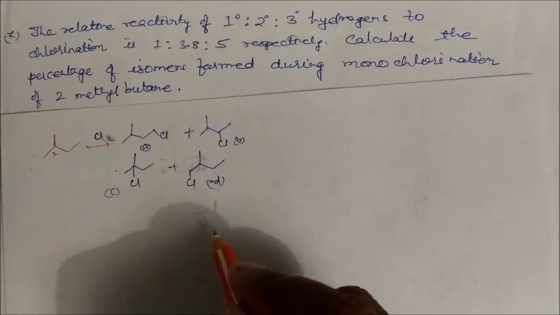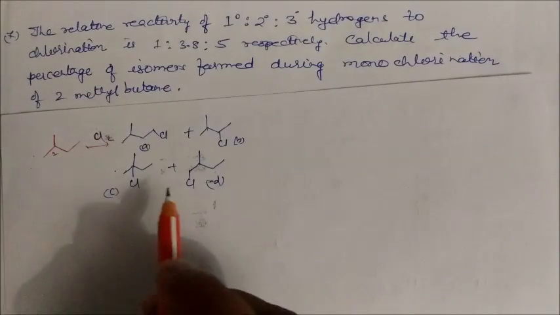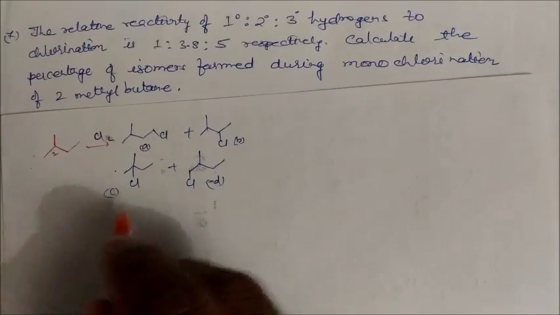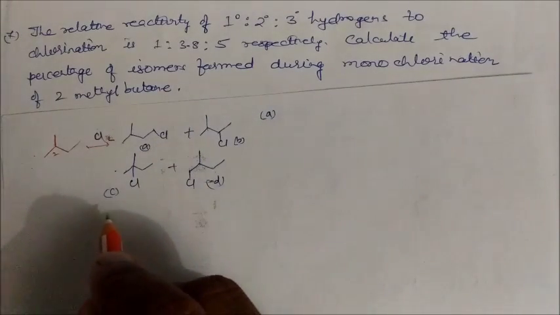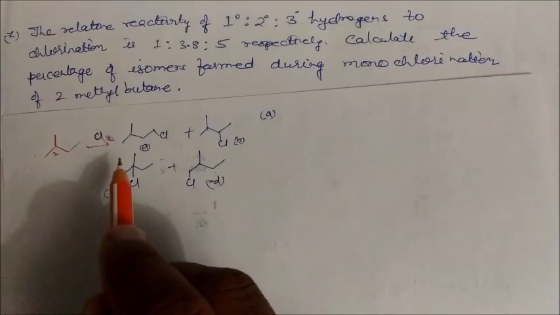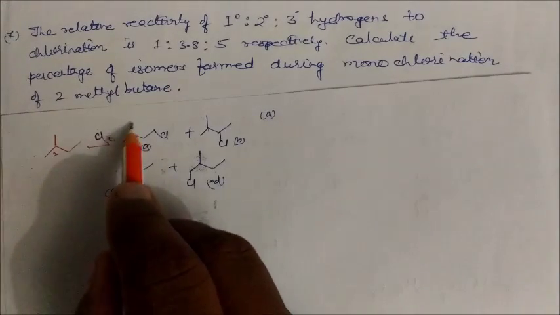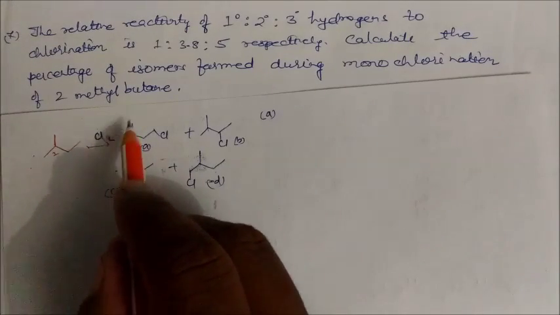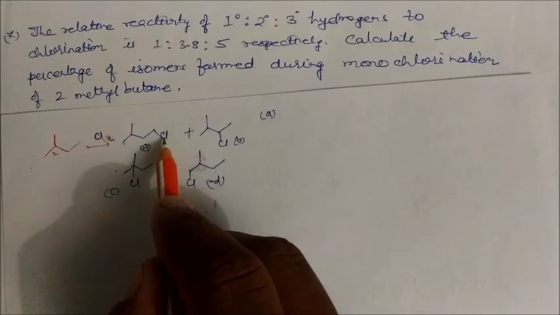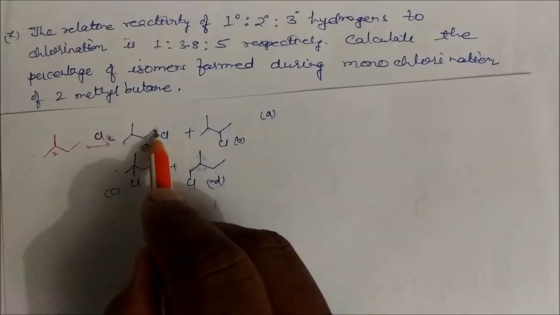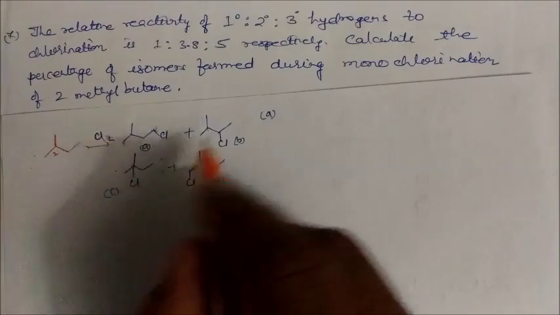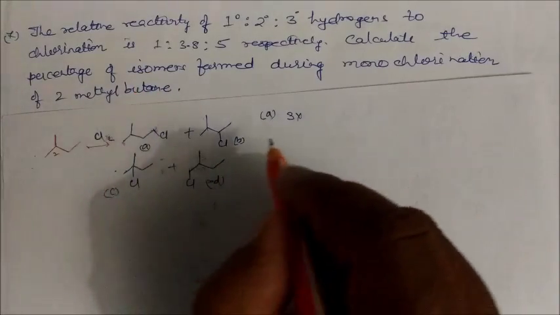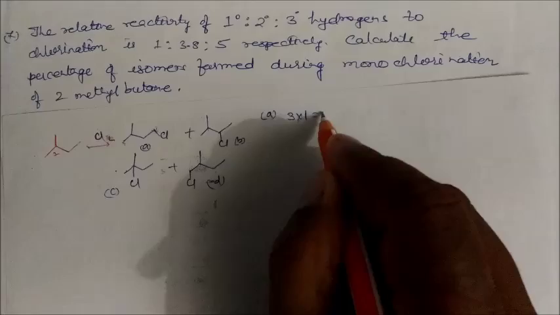Now we have to find out what is the relative proportion of these 4 products. So we have 4 isomers, 1, 2, 3 and 4. We'll take them one by one. In case of A, what is the percentage yield? We have 6 primary hydrogens, 3 on this side and 3 on this side. So in this case, Cl is on this side. What is the yield of this Cl? We take 3 equivalent hydrogens, multiply by 3, and the reactivity of this hydrogen is given as 1. So this will be 3.